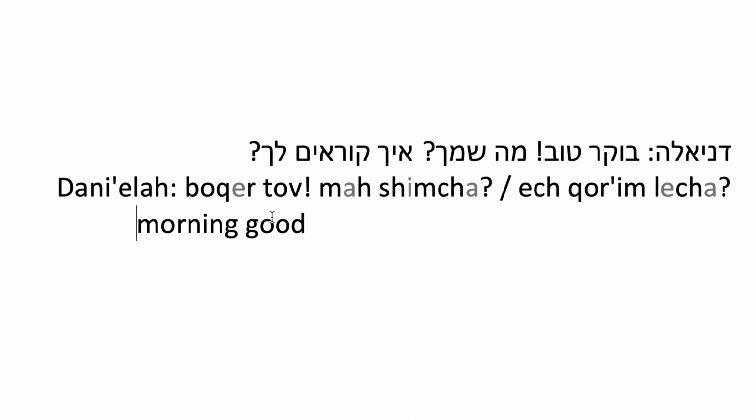And yeah, then we have the sentence Ma shimcha. Ma means what? And shimcha means your name. Your name, or literally it means name your. So the ending cha here means your.